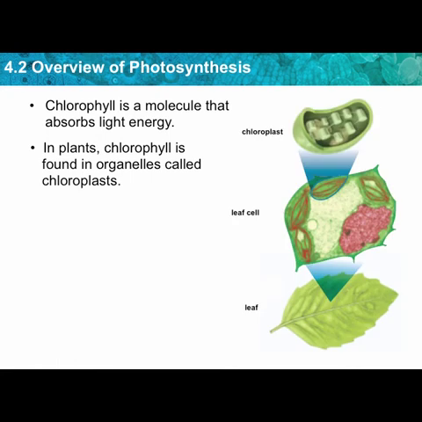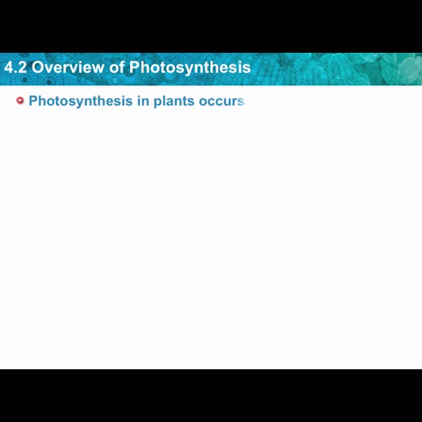We have chloroplasts from a leaf, and then you've got a leaf cell. If you can see that, you see the little green things in the middle, and then if you look even with a better microscope, you can actually see the chloroplasts themselves. Photosynthesis in plants occurs in the chloroplast, which are the areas or centers where the chlorophyll is contained.